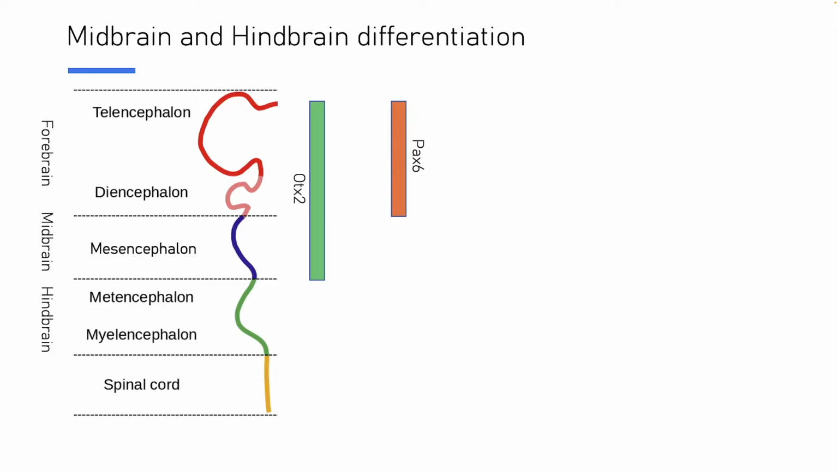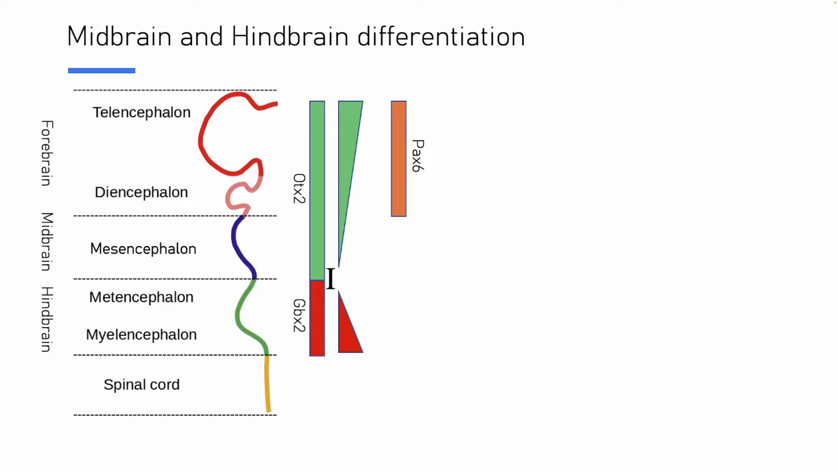OTX2 is expressed in both the forebrain and the midbrain. The midbrain, though, expresses GBX2. GBX2 and OTX2 cross-inhibit each other. This leads to a distinct gradient with low concentrations of GBX2 and OTX2 between the midbrain and the hindbrain, the midbrain-hindbrain boundary, if you will.